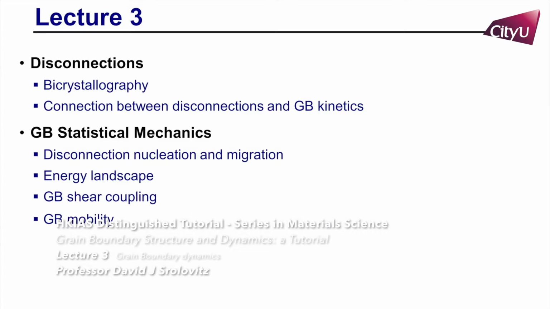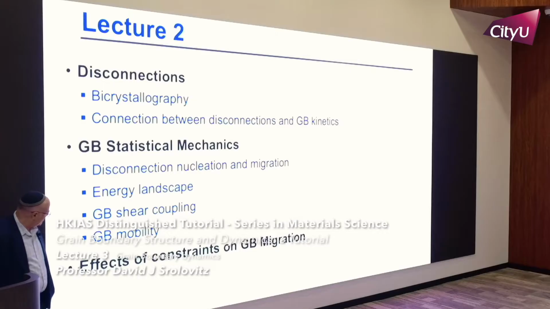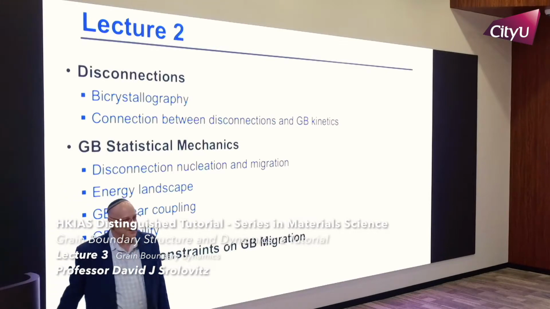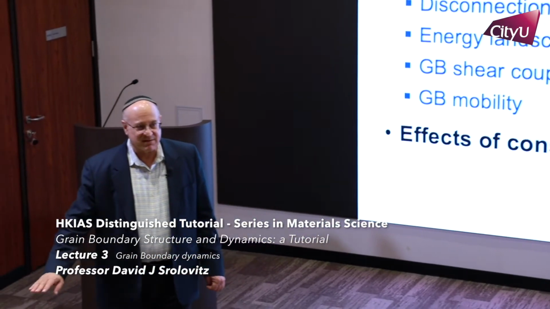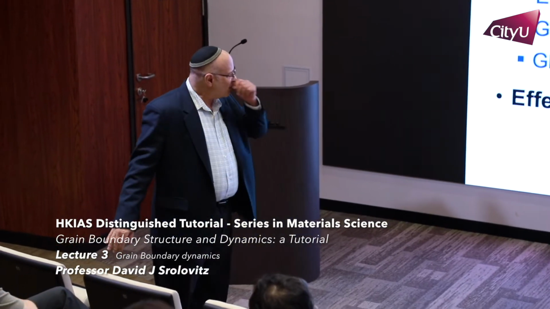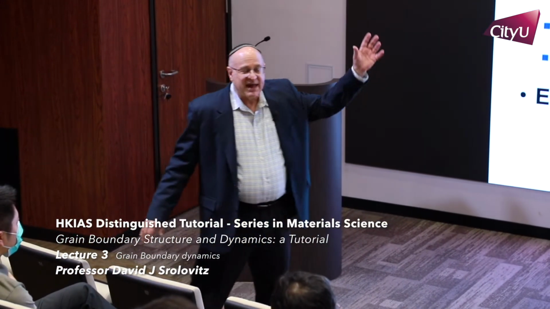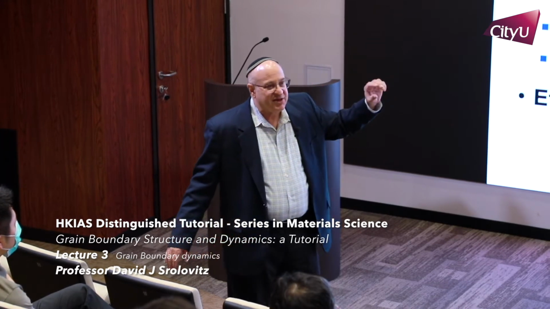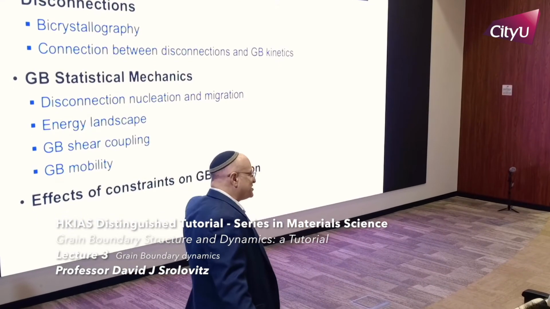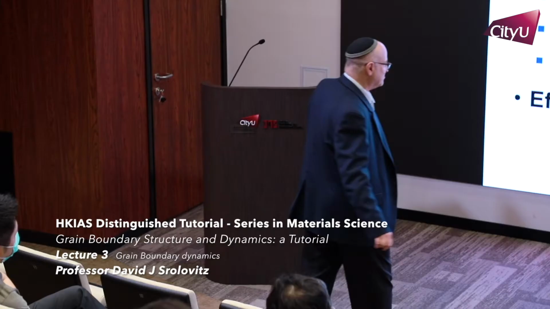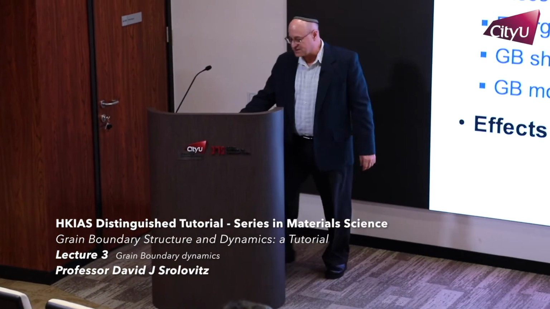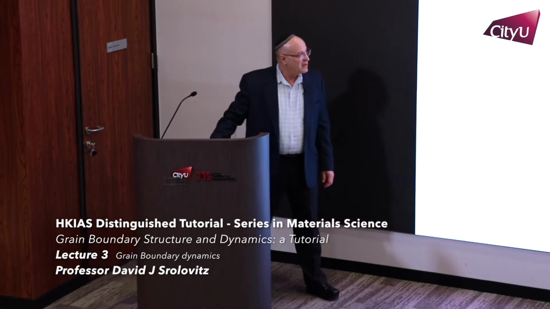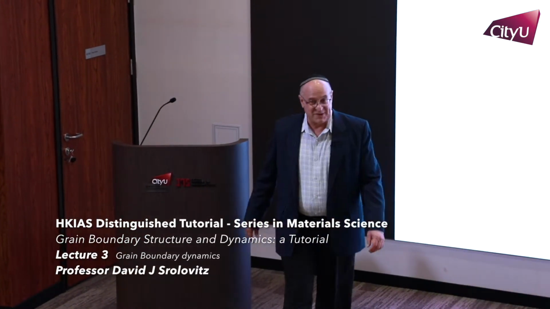I'll then talk about the formation and migration of disconnections, the energy landscape for the motion, grain boundary shear coupling, and grain boundary mobility. And then I'm going to start getting into the lecture topic for next time, which is grain boundaries and microstructures. And what you'll see, at least for today's talk, is a focus on how things that exist in the microstructure affect and change the way grain boundaries themselves move. So that's constraint effects. Okay, so I will first do a very quick review.